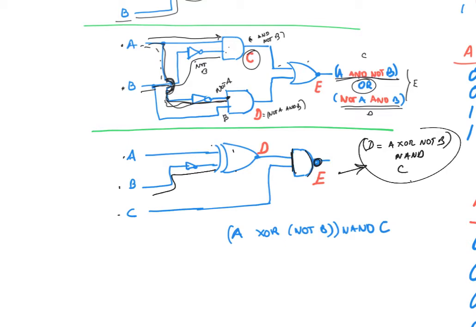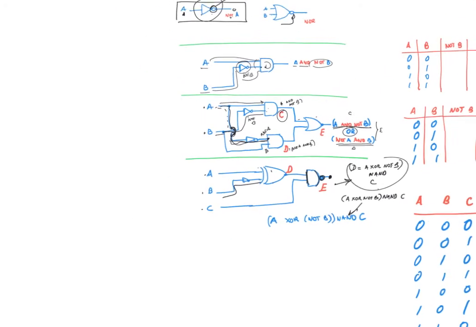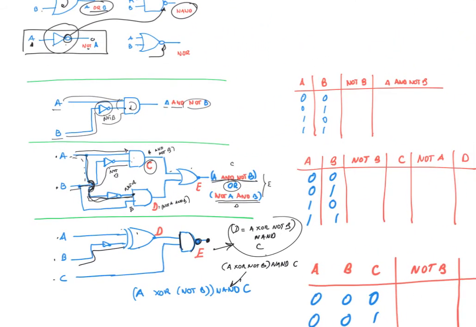So the expression at the end here, if someone asks you what this is, is just A XOR not B, and C, just like you have here. Okay. So now how's that going to look in a truth table?